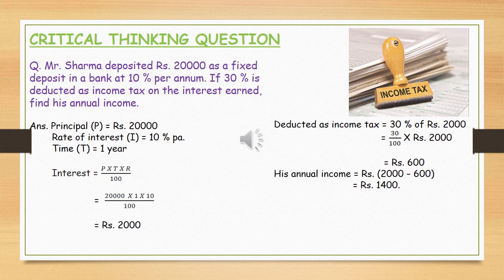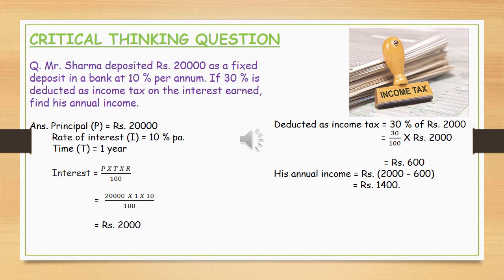Let us solve one critical thinking question. Mr. Sharma deposited rupees 20,000 as a fixed deposit in a bank at 10% per annum. If 30% is deducted as income tax on interest earned, find the annual income. Principal P is equal to 20,000 here, rate of interest 10% per annum, and time is 1 year. Why? Because they are asking for annual income. Annual means 1 year.